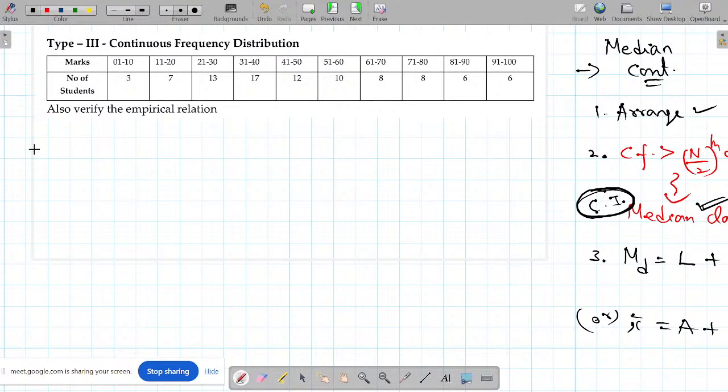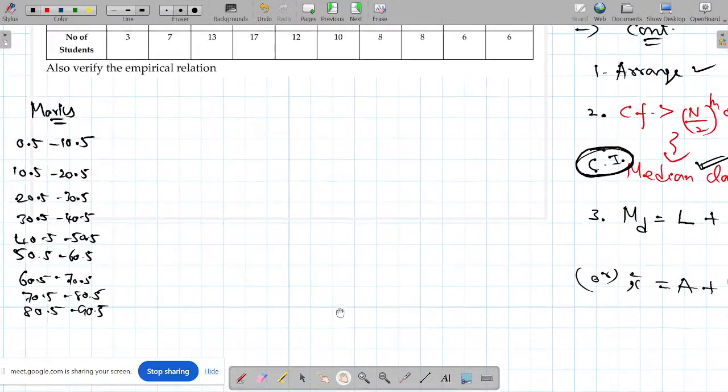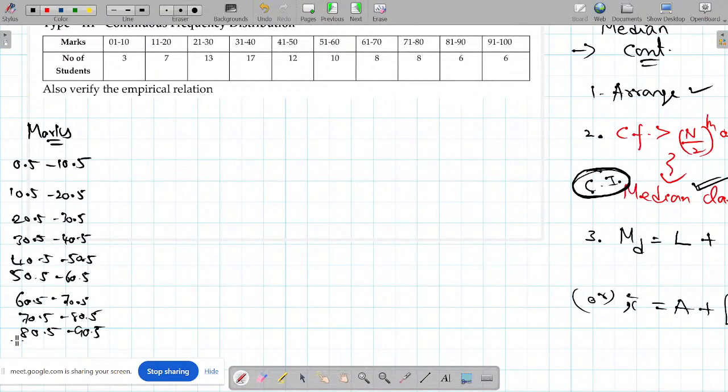So what is the marks? Usually how do we take the marks? Not the original value. We have to convert to boundaries. Yes, tell me the boundaries. 0.5 to 10.5, 10.5 to 20.5, 20.5 to 30.5, 30.5 to 40.5, 40.5 to 50.5, 50.5 to 60.5, 60.5 to 70.5, 70.5 to 80.5, 80.5 to 90.5, and the last one 90.5 to 100.5.